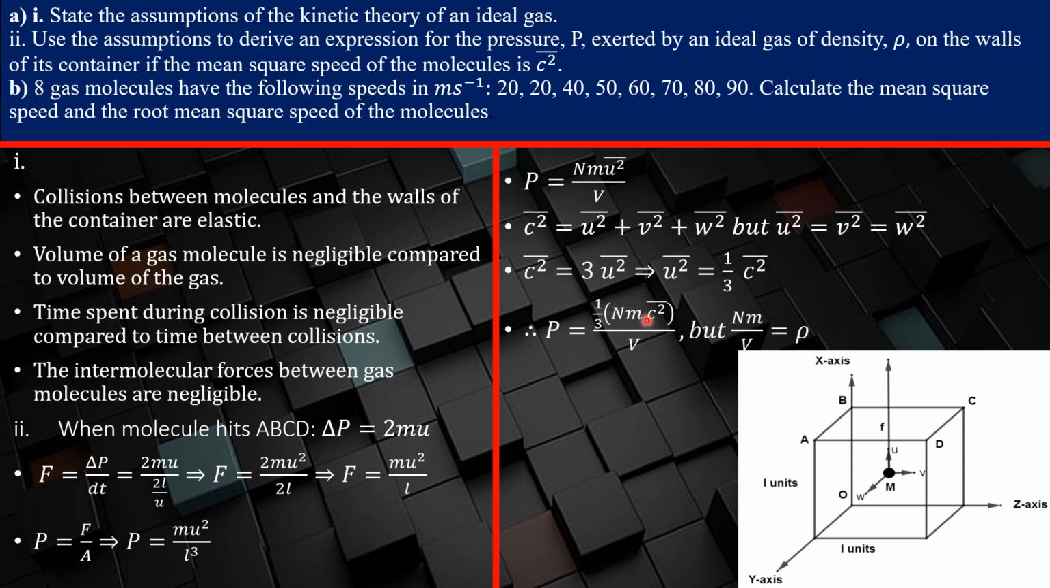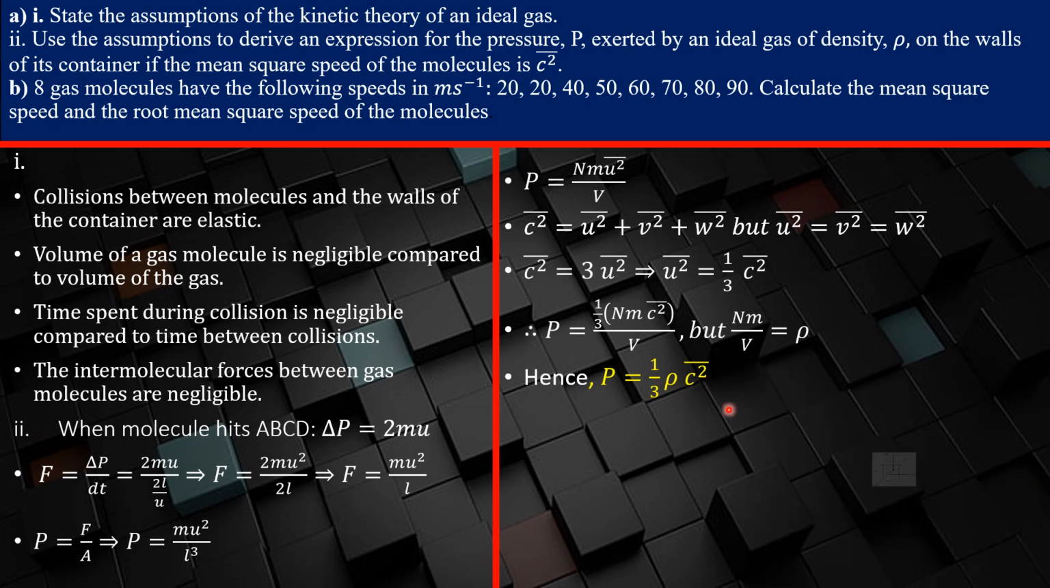What is Nm? M here is the mass of one molecule. N is the total number of molecules. So N times M gives me the total mass of the gas, divided by the total volume of the gas. That gives me the density of the gas. So you notice that my pressure here is 1/3 rho c bar squared.